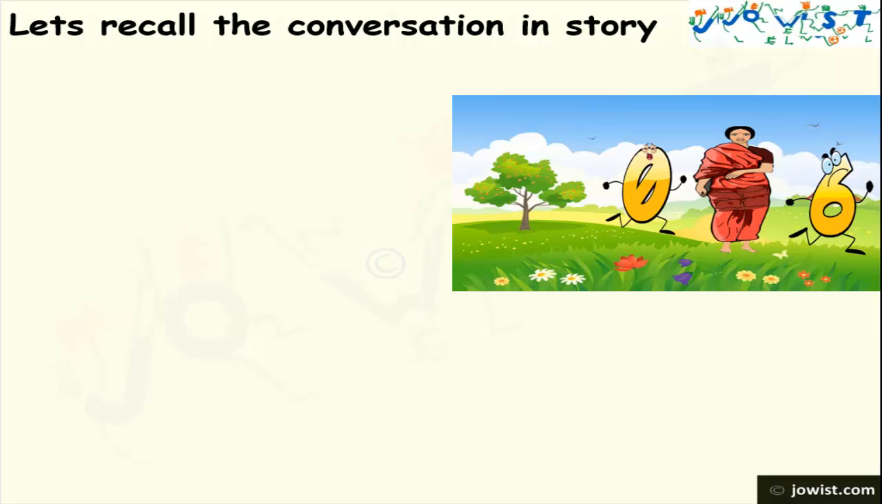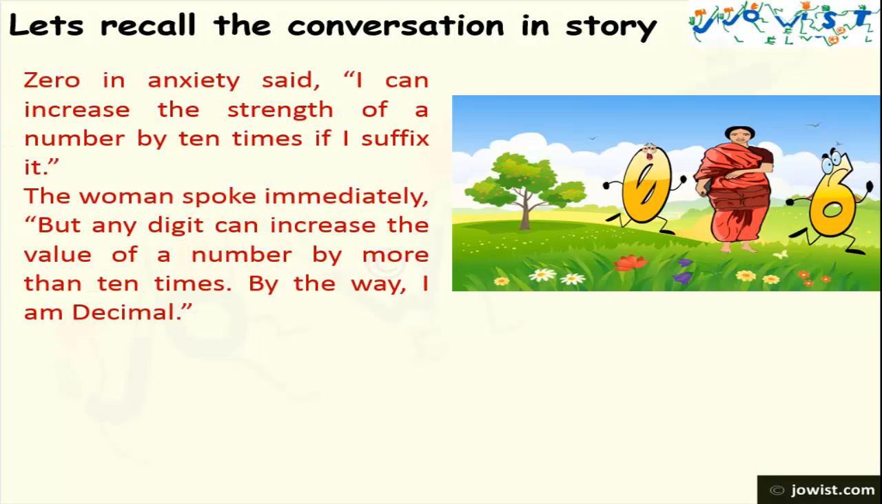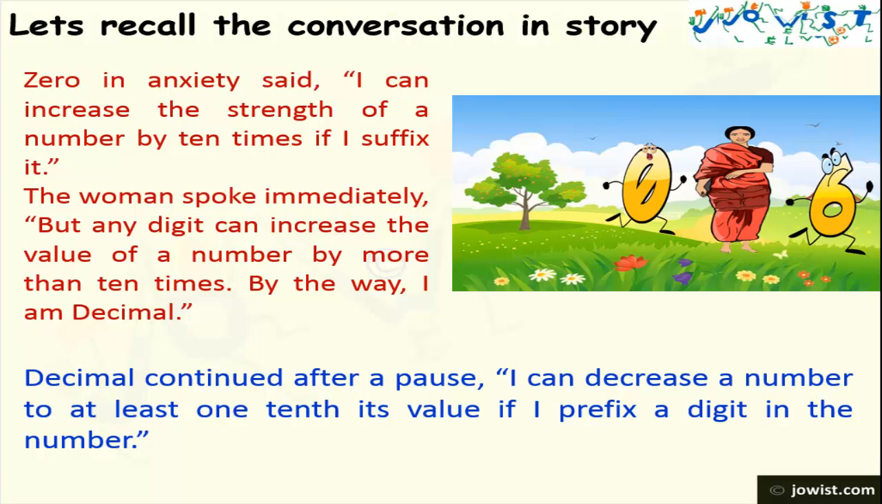Coming back to the story, let's recall the conversation. 0 in anxiety said, "I can increase the strength of a number by 10 times if I suffix it." The woman spoke immediately, "But any digit can increase the value of a number by more than 10 times. By the way, I am decimal." Decimal continued after a pause. "I can decrease a number to at least 1/10 its value if I prefix a digit in the number."